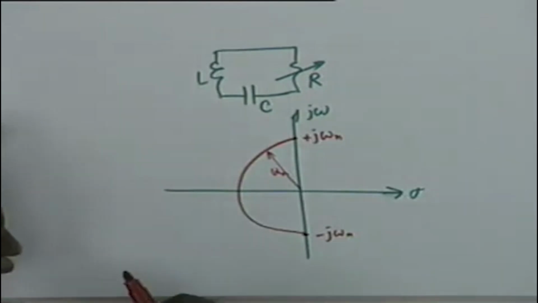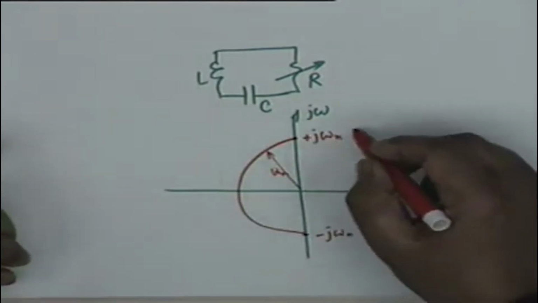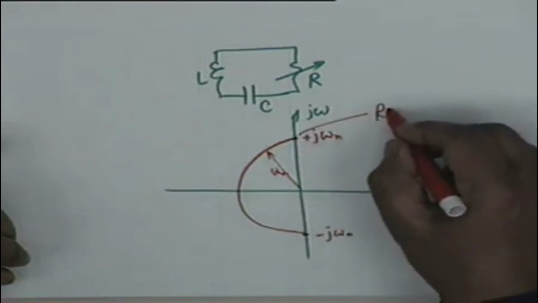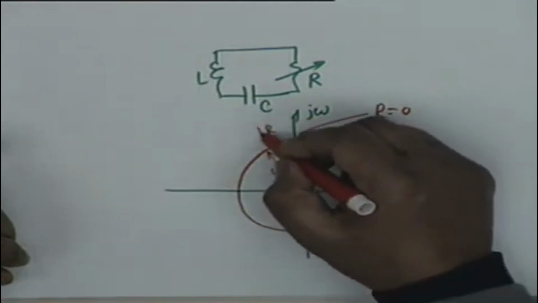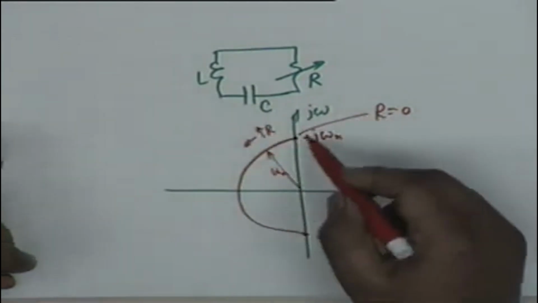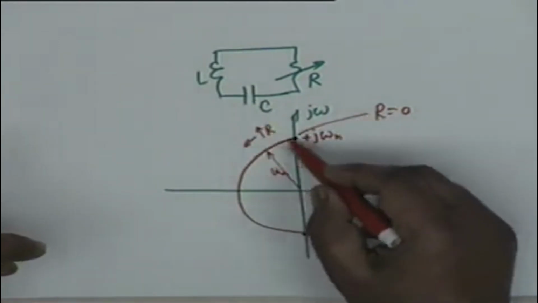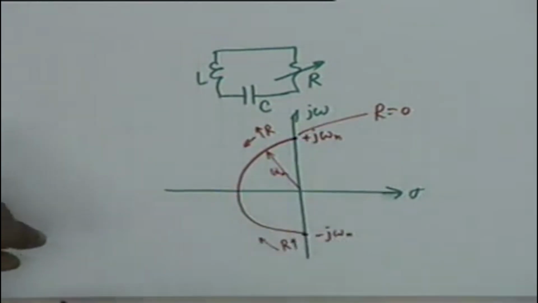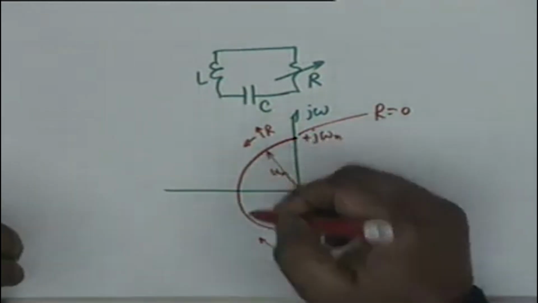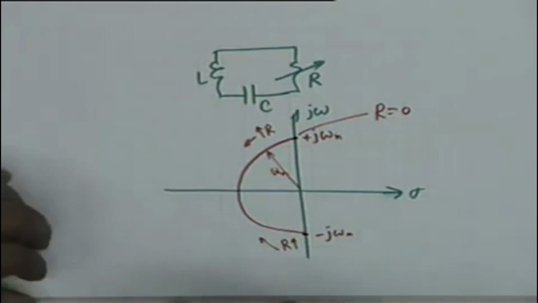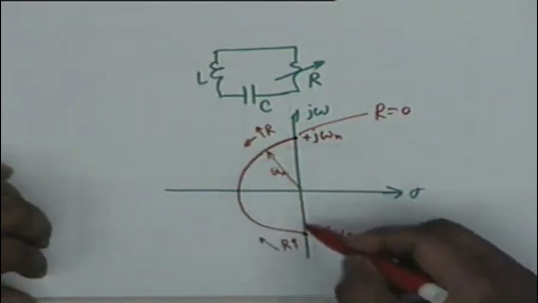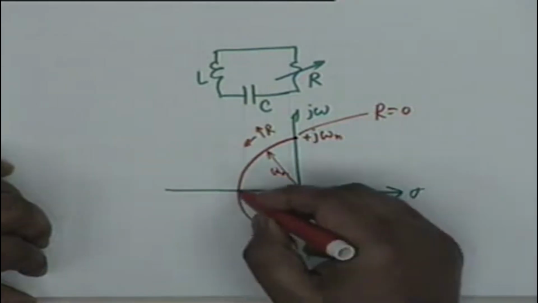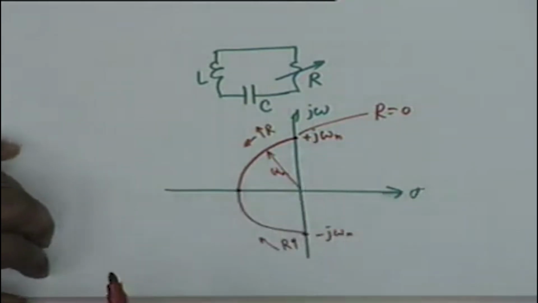Is that clear? As R is increased, this point corresponds to R equal to 0, and as R is increased, the two roots, this root moves in this direction and this root moves in this direction, such that they are always complex conjugates, but they must remain on the circle, alright. Now when the roots approach each other and meet on the negative real axis, what is the situation?